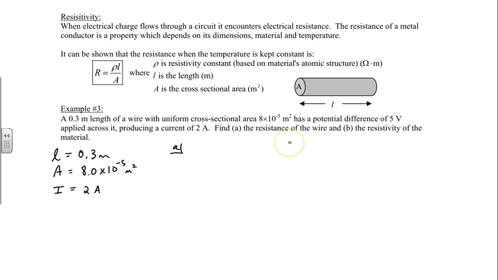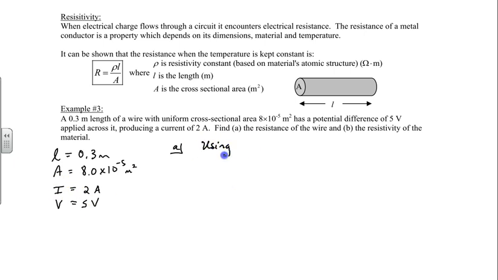And we learned in Ohm's law that the voltage equals the current times the resistance, or the resistance equals the voltage divided by the current. We're not given, oh, we are given the voltage here. I just see that voltage is 5 volts. So I guess we can get the resistance in part A using Ohm's law.